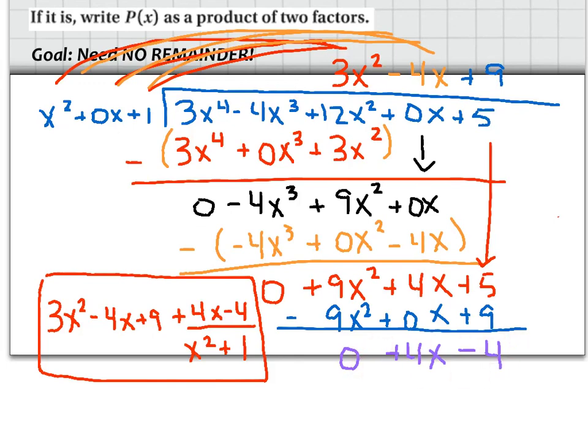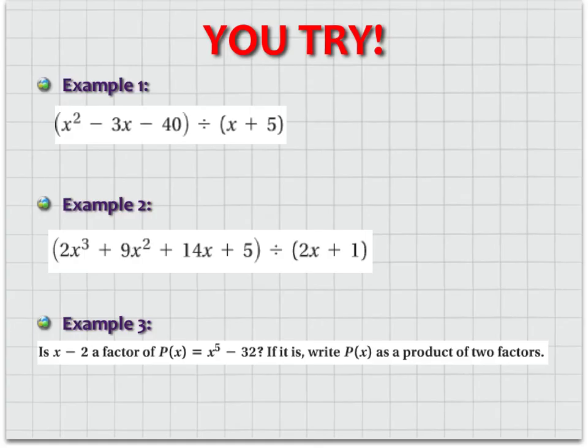All right? But if it was, you'd be able to take the quotient, multiply it times the divisor, and those two multiplied would give you what you originally started with. So if it is a factor, you want to be able to show that you can take those two factors and multiply to get the original function. So now I want you to try these examples.